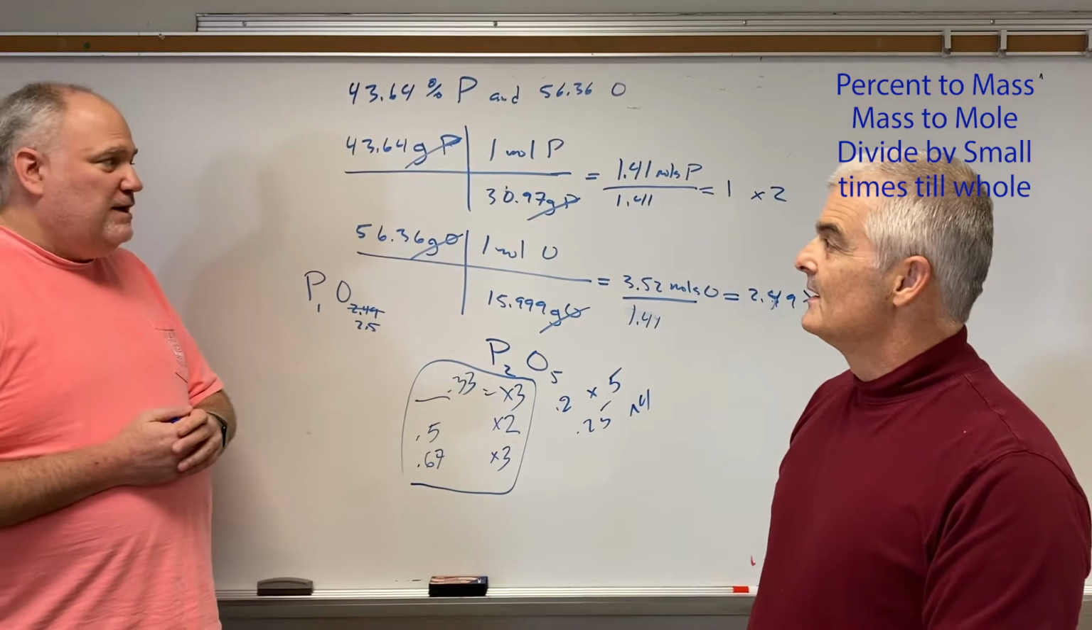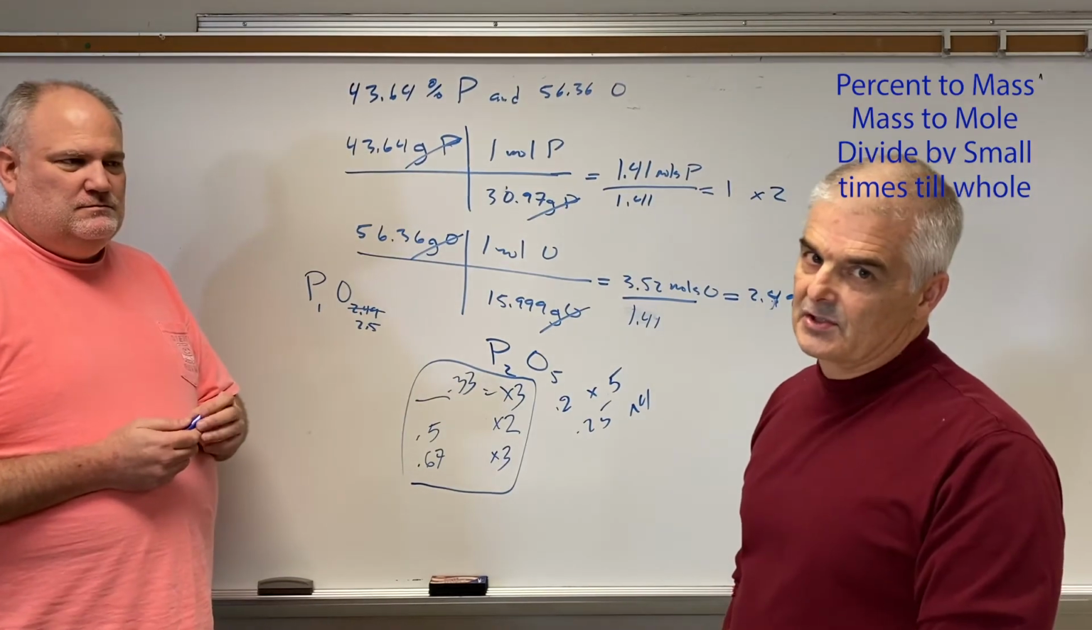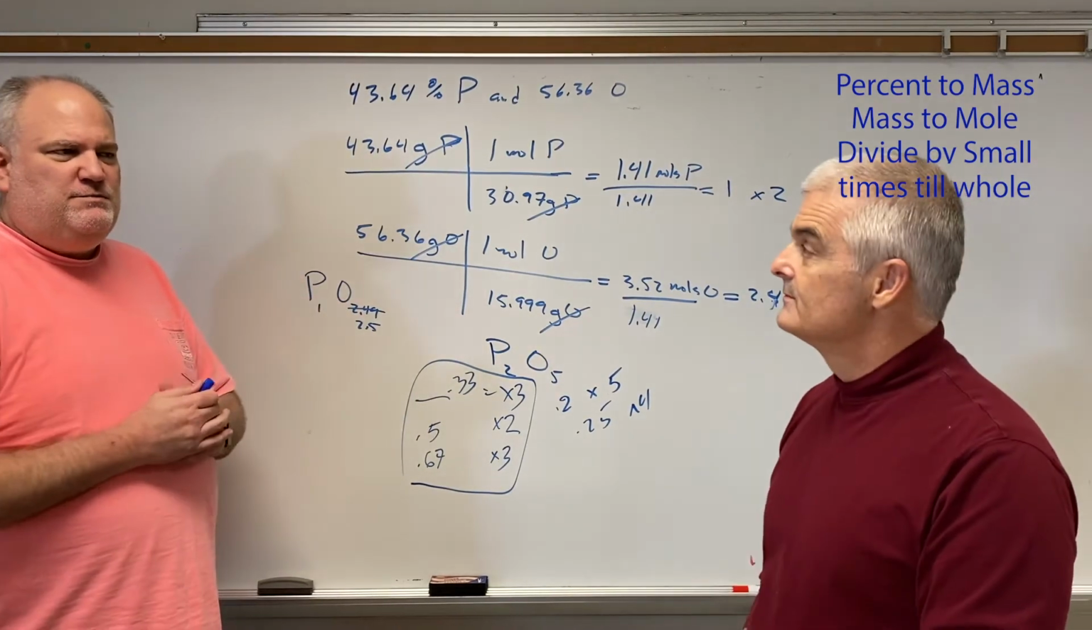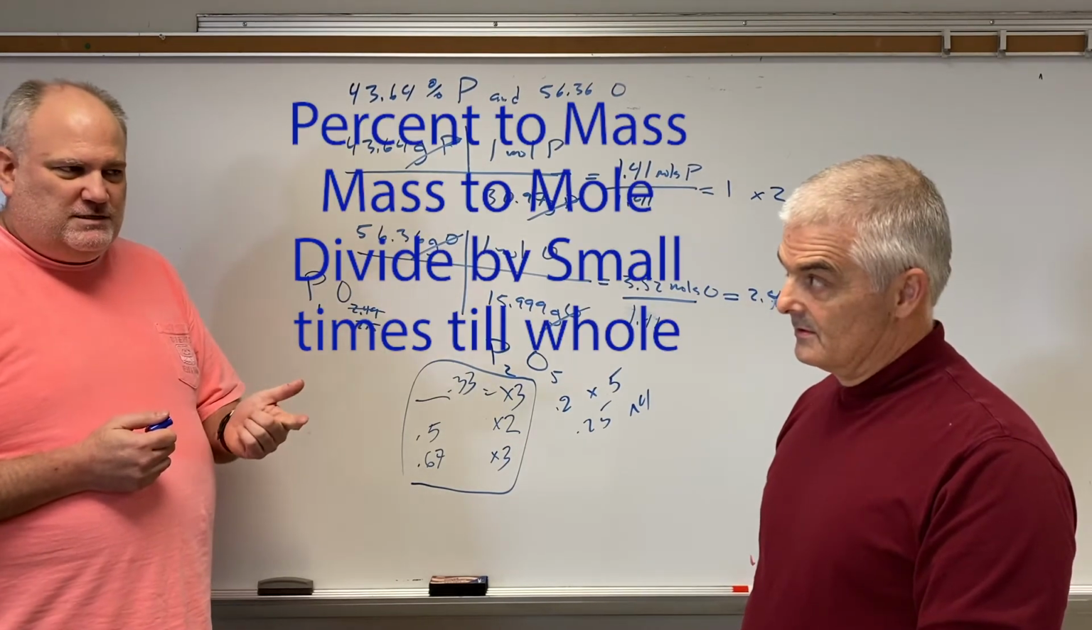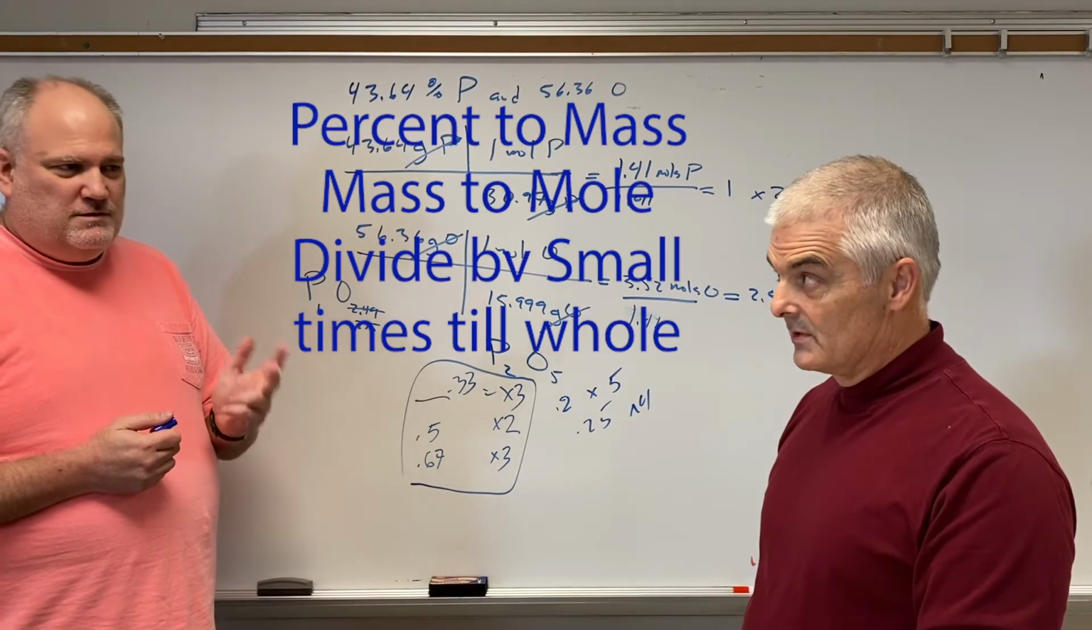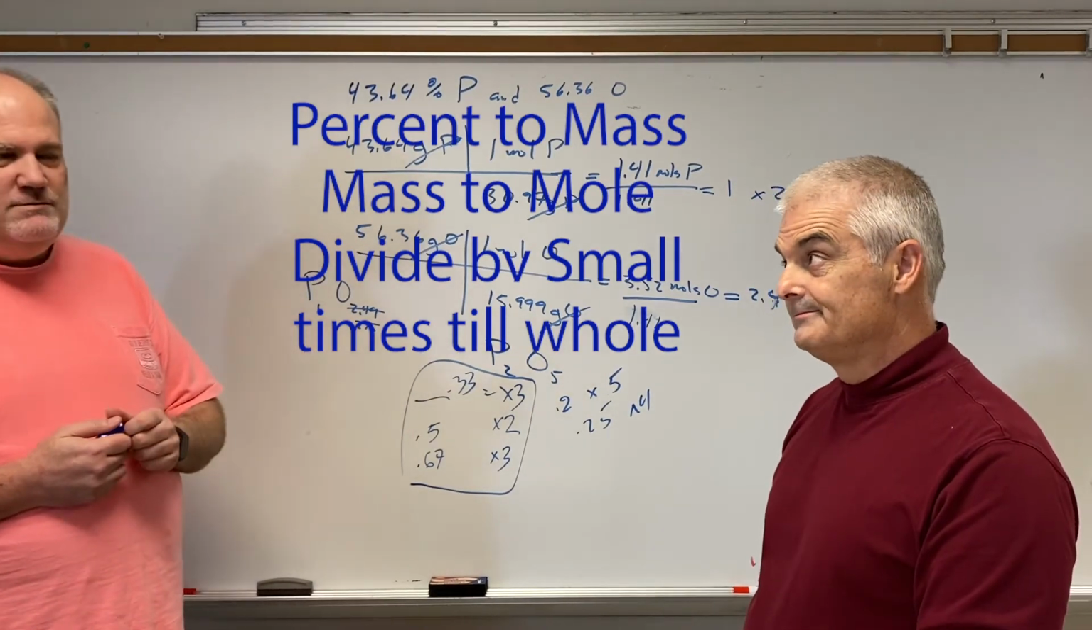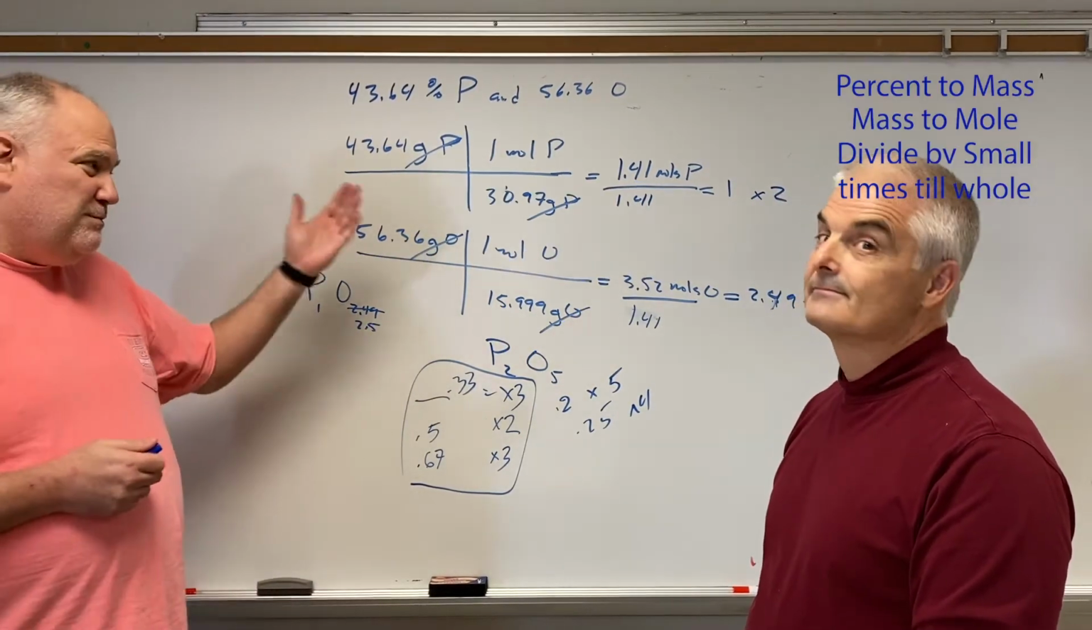Probably not what we're going to be facing, but yeah. So in our class, typically it's just going to be a 1, 2, or 3, or 1, obviously. Can you teach me that rhyme again here, because that's really going to help us out? Percent to mass, mass to mole. Mass to moles, divide by small, and times till whole. Hold on to that because that's going to help you with these problems.